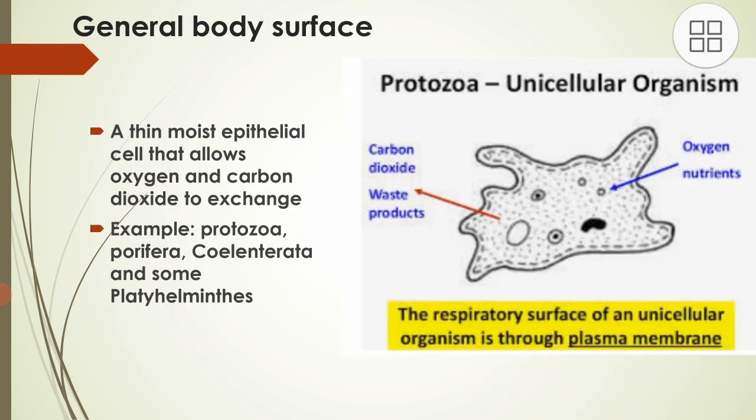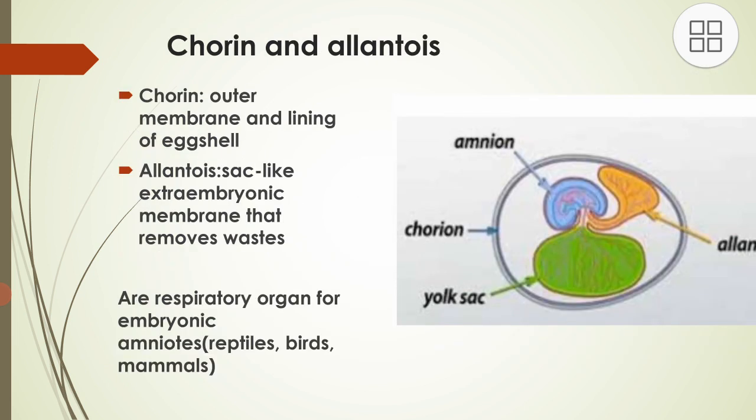General body surface. Organisms like protozoa, porifera, and coelenterata breathe through the general body surface. Even some platyhelminths, or flatworms, also breathe through the general body surface, as their body is very moist for the exchange of gases.